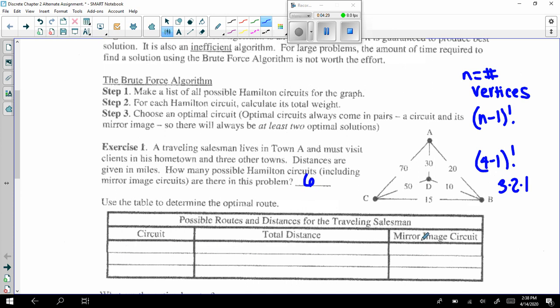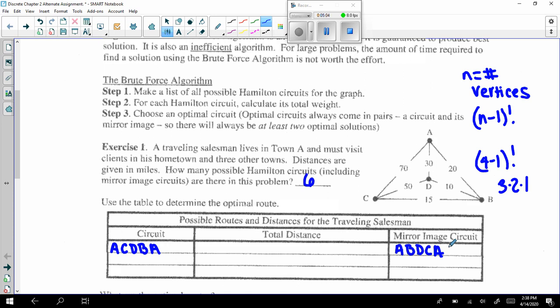Okay? So the first one that I came up with was A, C, D, B, A. And the mirror image of that is just this in reverse. So it's A, B, D, C, A. Remember, for a Hamiltonian circuit, you have to reach every vertex, but not necessarily every path in between, okay? And you have to come back to the original starting vertex.